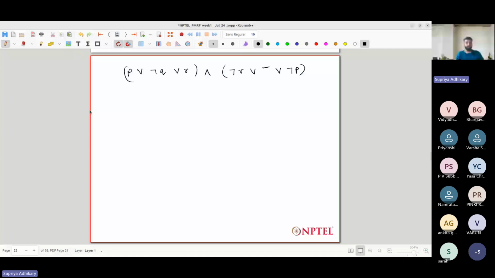So the dual of C star should be like this. This should be conjunction. And so this is nothing but C.